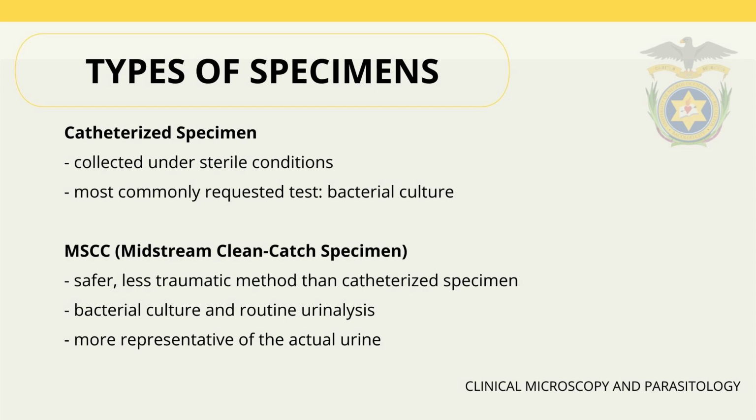It is more representative of the actual urine because it is less contaminated by epithelial cells and bacteria, especially in women, and mild antiseptic towelettes are recommended for cleaning rather than strong bacterial agents like hexachlorophene or povidone iodine. They should not be used.